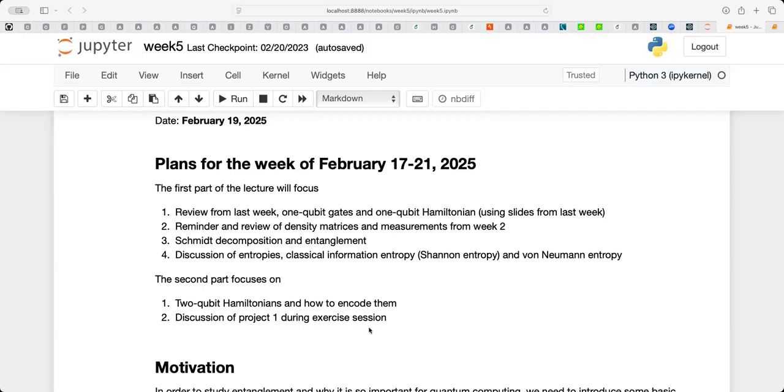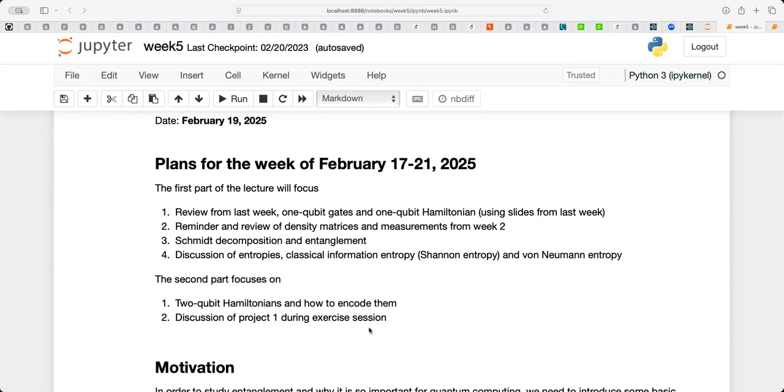So welcome back, everybody, to this lecture on quantum computing. Today we are going to discuss first a review from last week with 1 qubit gates and the 1 qubit Hamiltonian. We are going to partly use slides and also the whiteboard from last week and link this much more with project number 1.